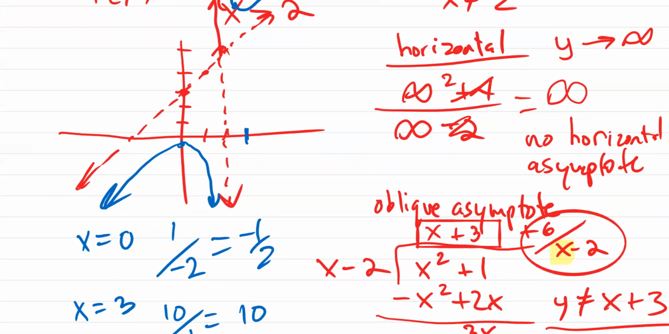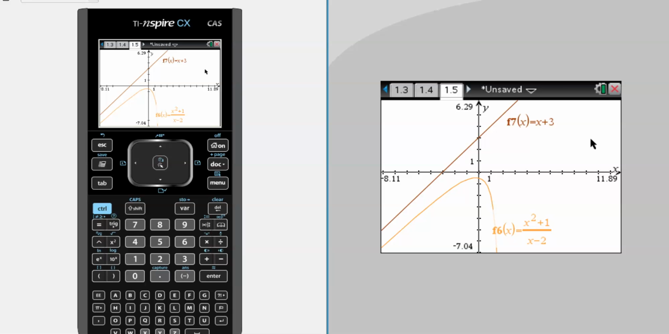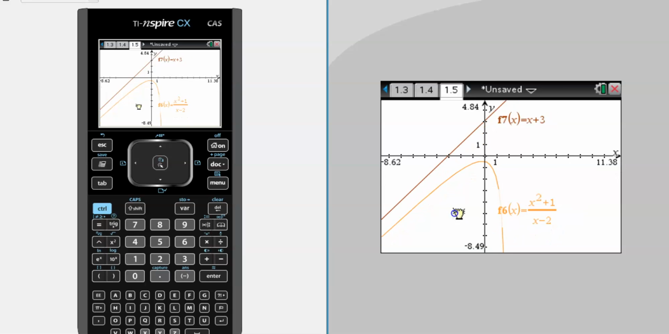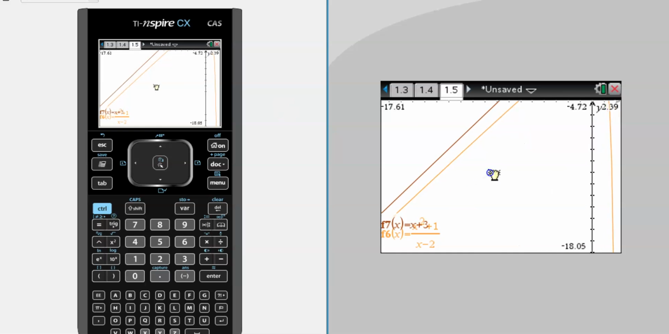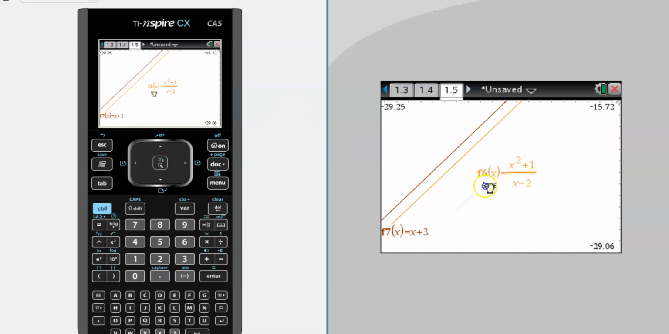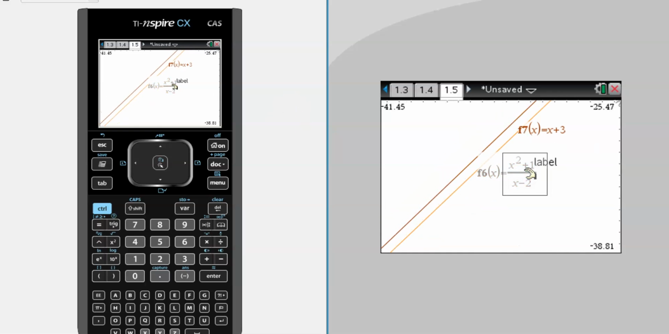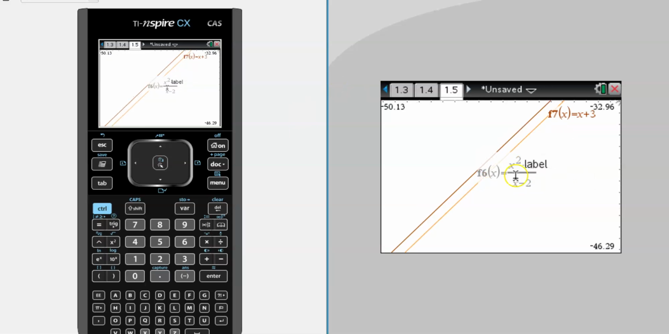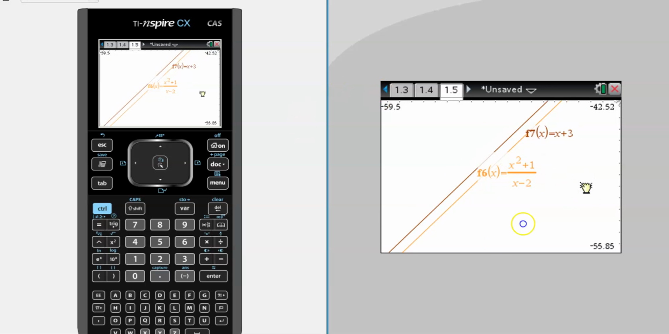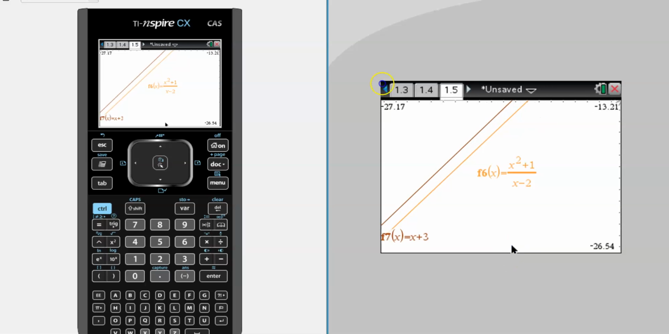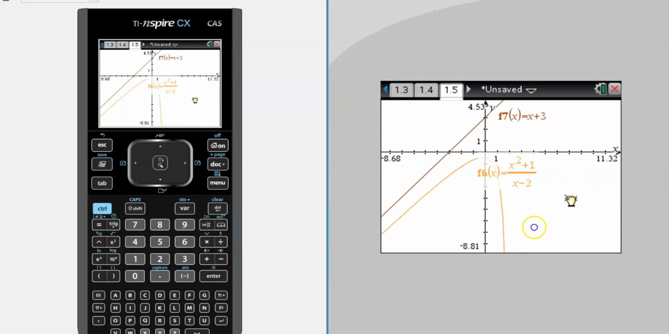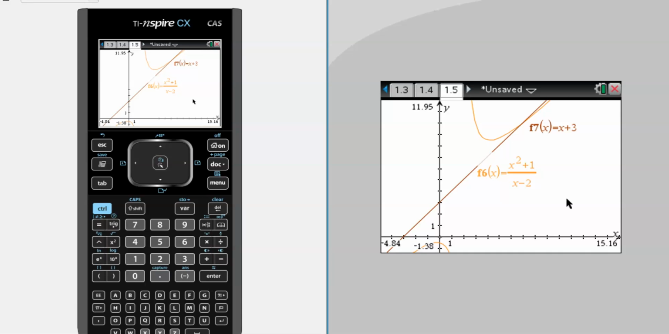No, we said it was x plus 3. Maybe I typed something in. X squared plus 1 over x minus 2. I don't know. It doesn't look quite right. Basically, the graph's going to get closer and closer, but never reach that asymptote. As x gets really big, these two end up being the same. I'm going to check one more thing. Something doesn't seem right on that.